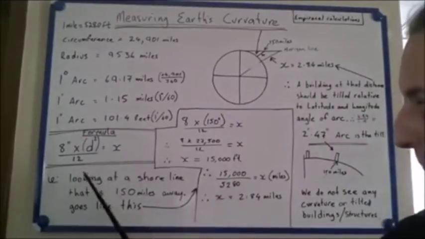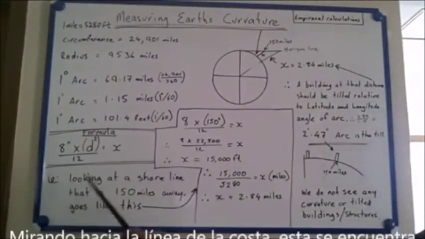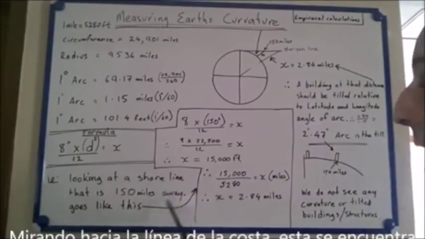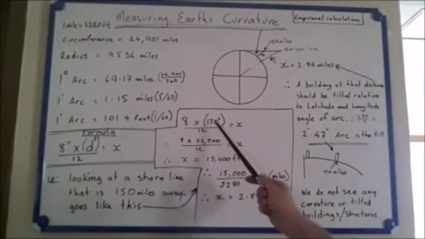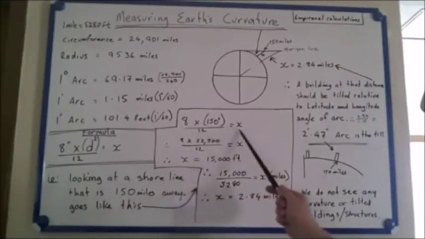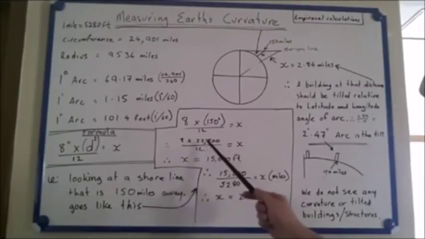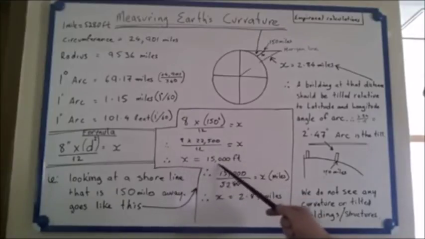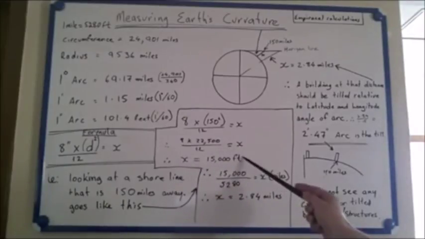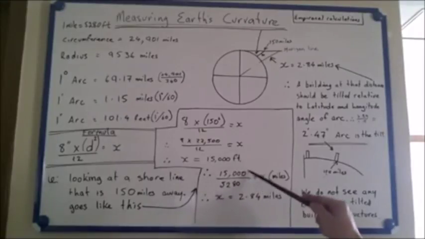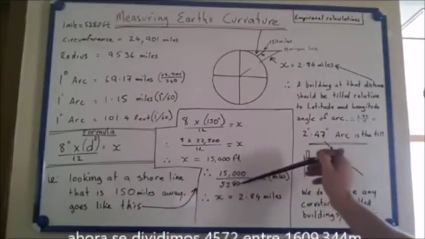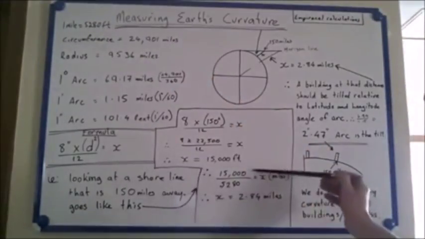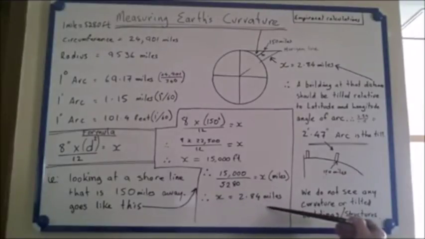So looking at the example, looking at a shoreline that is 150 miles away, it goes like this. 8 multiplied by 150 squared, divided by 12 equals x. 8 multiplied by 22,500, divided by 12, x equals 15,000 feet. To turn that into miles, so it's easy to imagine the distance, of course we divide it by 5,280 feet, which is a mile, and x equals 2.84 miles.